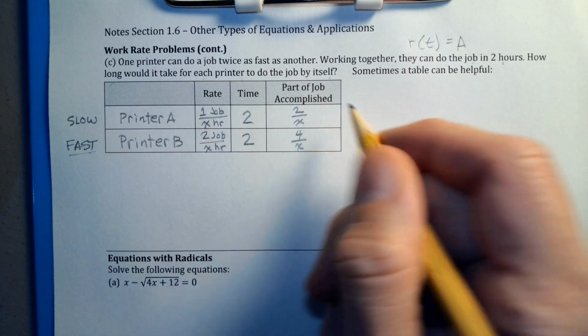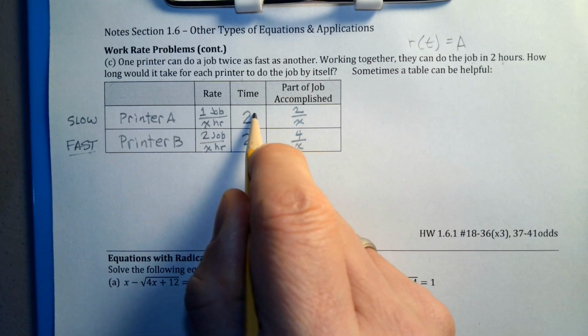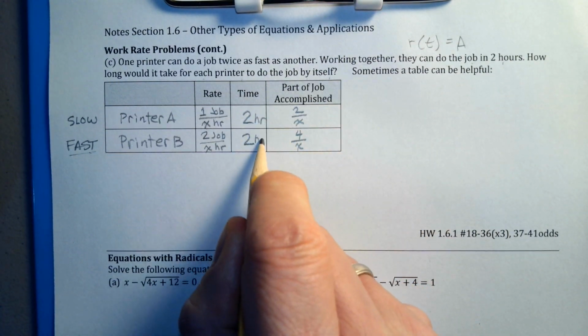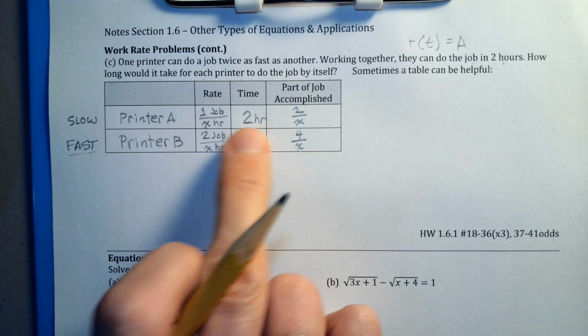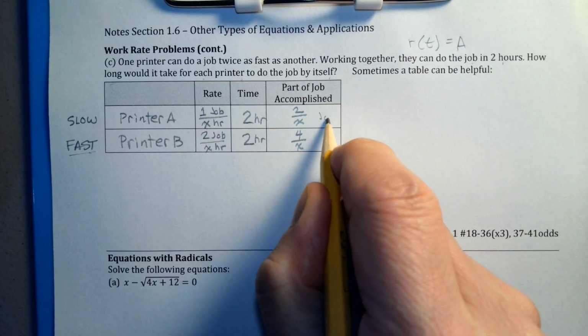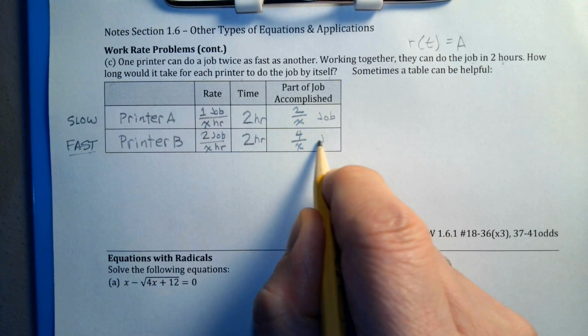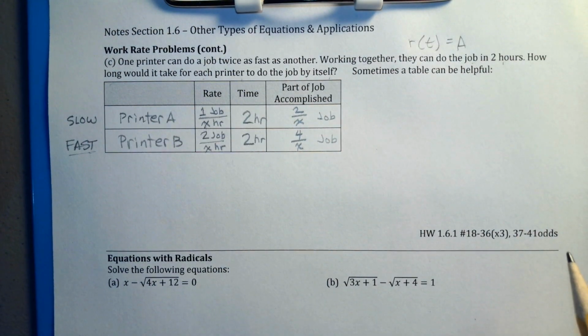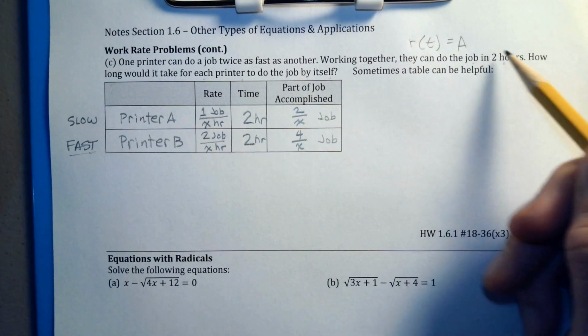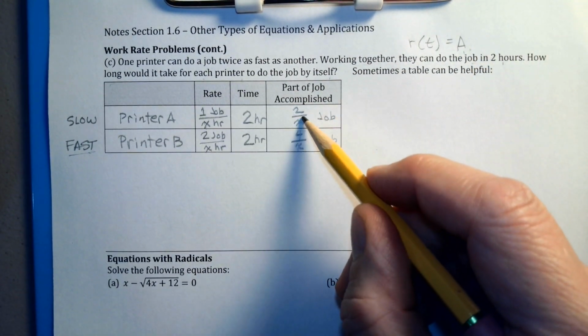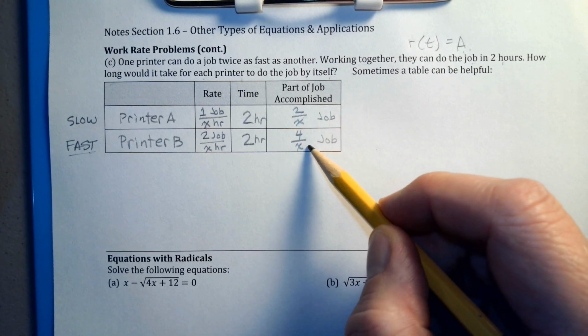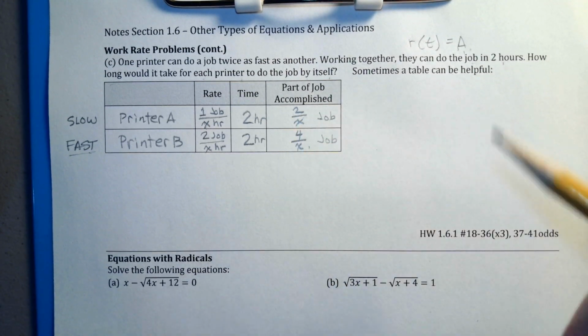And it would probably be good to say this is hours, and this is hours. So when I multiply these two things together, this unit is just jobs, right? And then this unit is just job, right? So this is the total amount of work done by the slow printer, and this is the amount of work done by the fast printer.